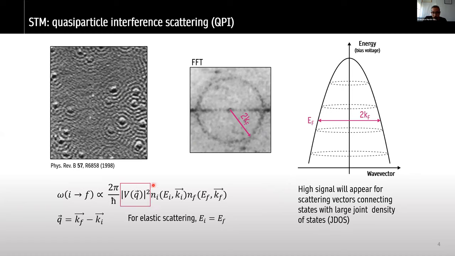This scattering potential might be different for different types of defects, and the density of states of the sample can also be anisotropic, and we will see all of this in our results in tungsten ditelluride. With this method, we can reconstruct the band structure of a material for both filled and empty states, and that's a major advantage if we compare it to techniques like ARPES that can only access states below the Fermi energy.